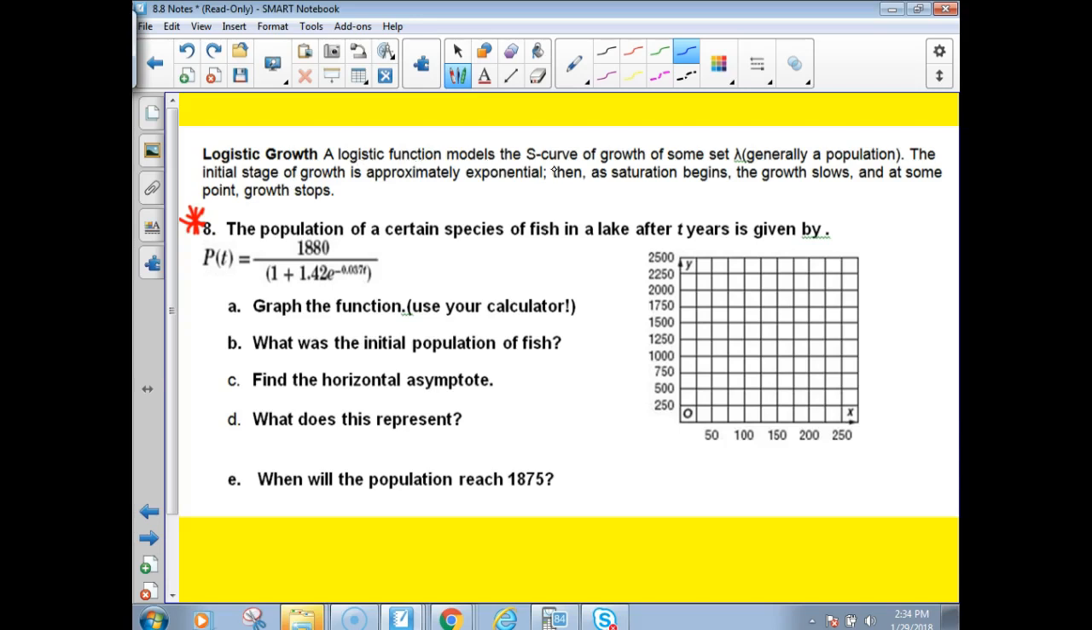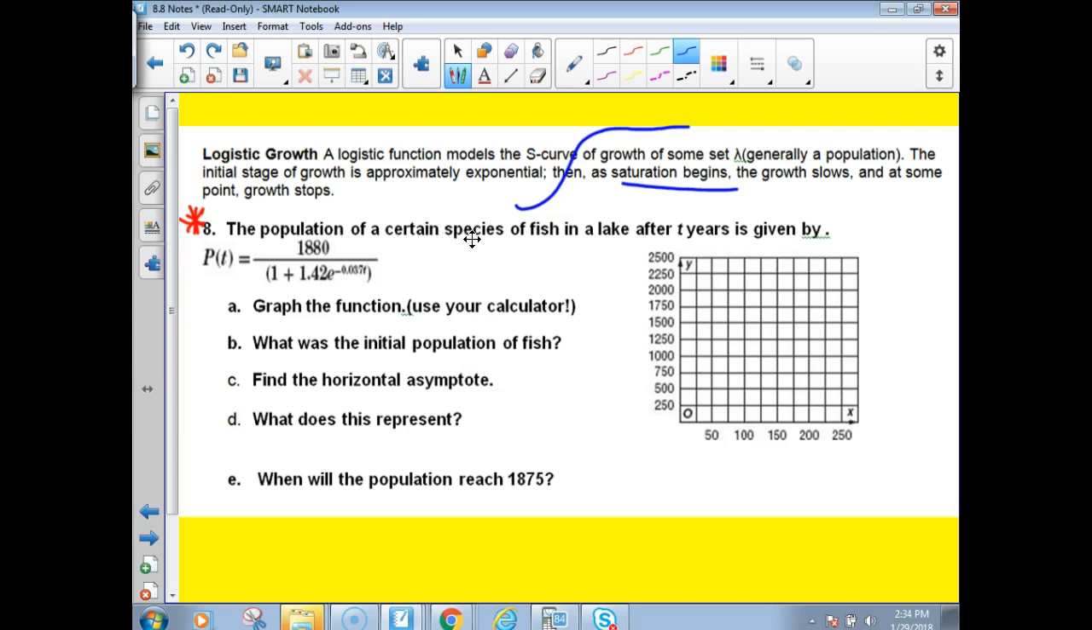A logistic function models the S-curve of growth of some population. They go like this. It's approximately exponential, and then as saturation begins, the growth slows. At some point, the growth stops. With what I just said, try to tell me what you think the ceiling is on this population. Just look at the equation. 18. There you go. That's the ceiling. It's on the top. They can't sustain more than that many fish in this lake.